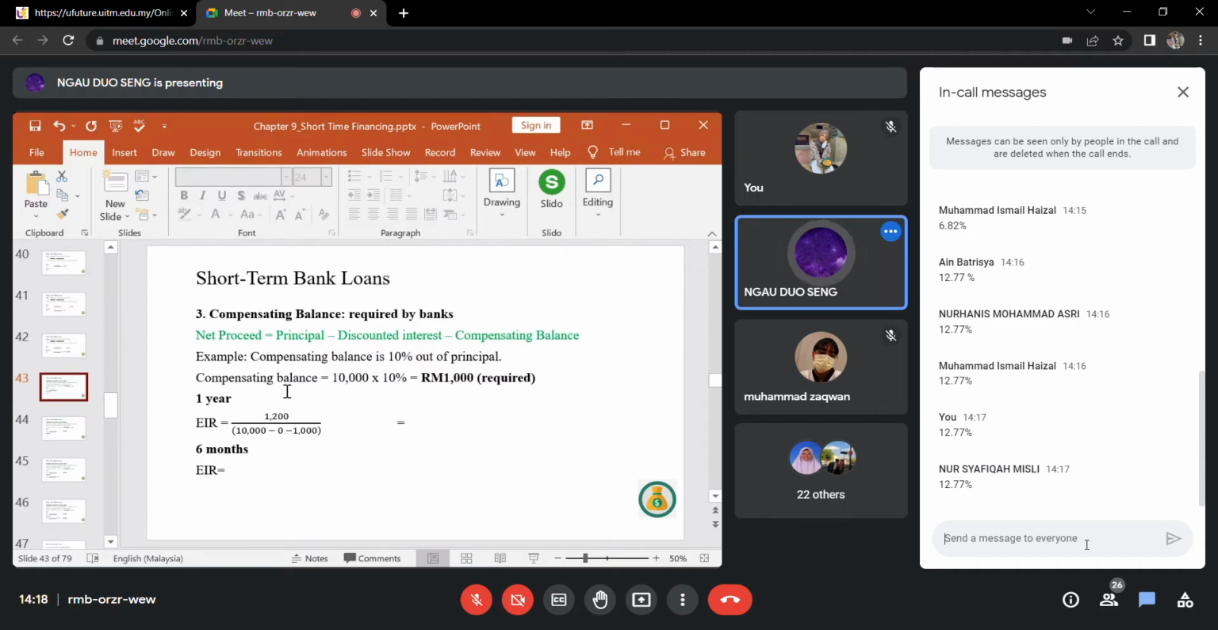So now, right, we have the interest 1,200, right? Then we have the 10,000 tolak kosong. Yang ini kita tak ada lah. We assume yang ini dia bukan discounted interest. So we buat kosong. So we focus on the compensating balance 1,000. Alright, so this one how many percent?